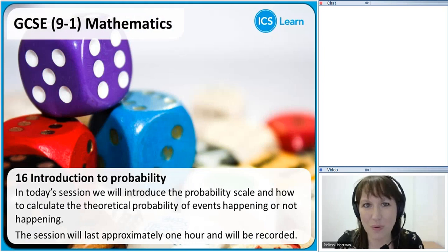And today's session, I'm going to introduce you to probability. So just the very basics of probability and how we work it out. The session will last about 1 hour, might be a bit under. See how we get on. I'll give you some extra practice questions if we've got time. And it's being recorded, so you can watch it back later.